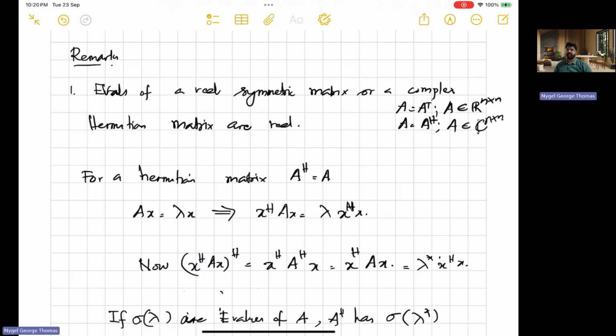Now, if you take the Hermitian of this, it is a complex conjugate, right? This is a scalar, and its Hermitian is basically its conjugate. So x Hermitian A x whole Hermitian is equal to x Hermitian A Hermitian x, which in fact is x Hermitian A x.